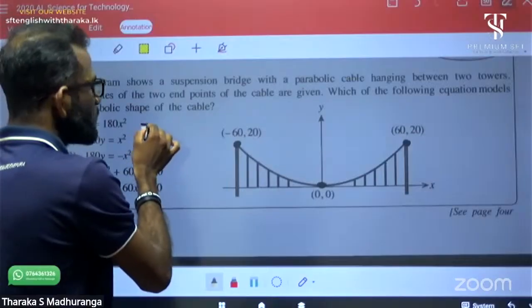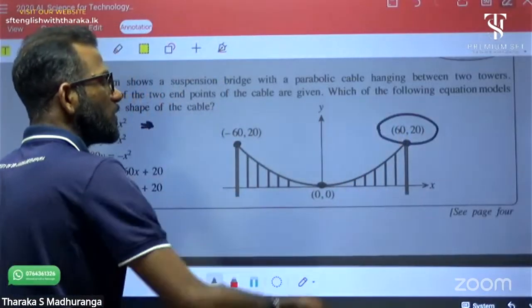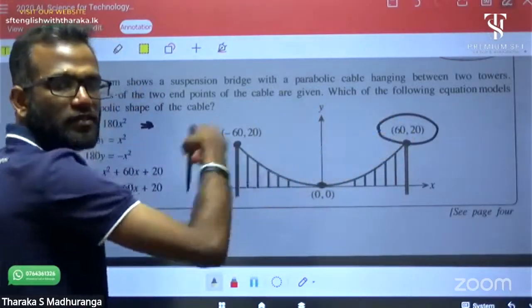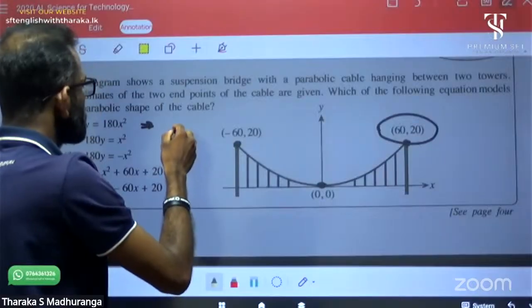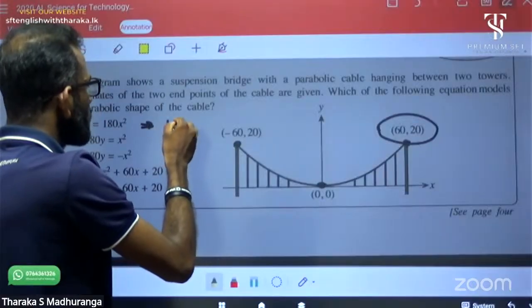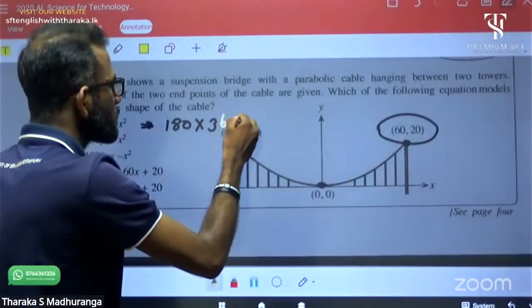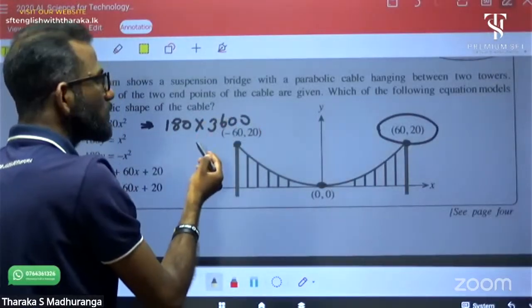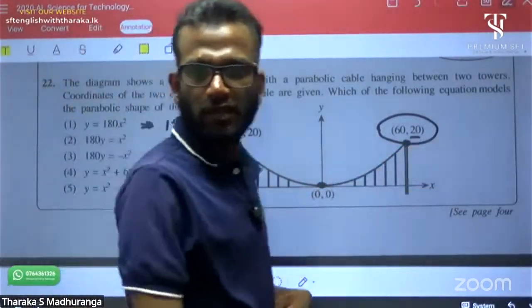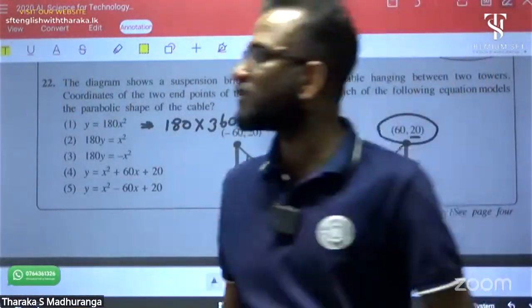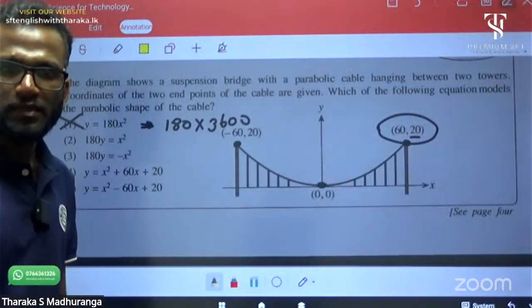For first equation, if you substitute, select this point, then you can substitute x value. Then x value mean 60 squared, 180 into 60 squared. 60 squared means 3600. Is it not coming 20? No, it's not coming 20. Therefore, this is not the equation.